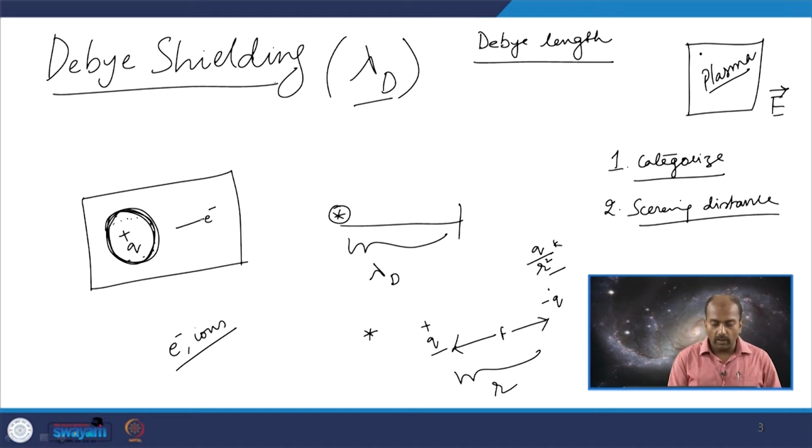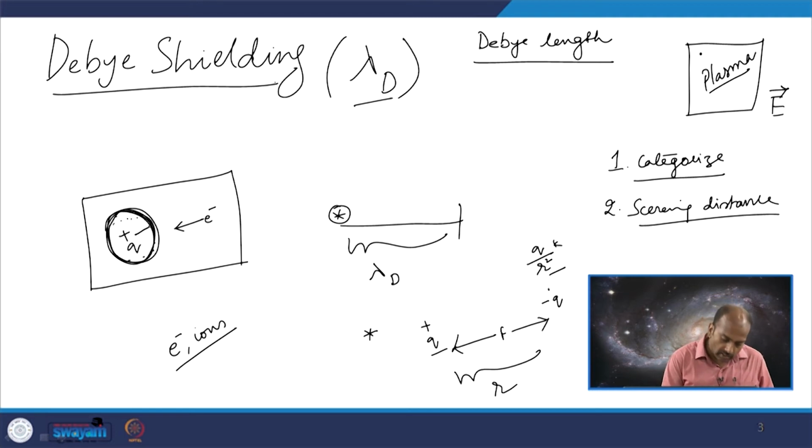That means it is not electrically attracted, there is no Coulombic attraction force, despite the fact that these two are opposite in nature. These two are at reasonable distances of separation, but still the plasma has been able to create a cloud of oppositely charged particles around this test charge, such that charges outside this sphere will not be influenced or attracted to this charge.